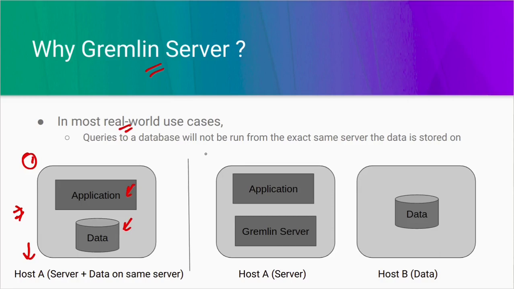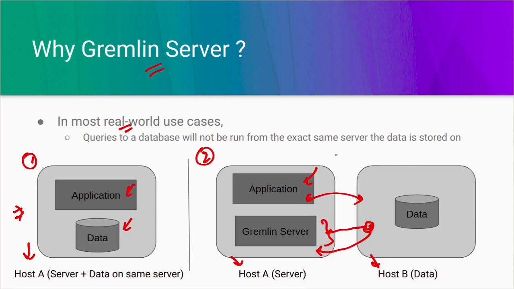In most real world use cases, we have this kind of scenario. That is, we have two hosts, host A and host B. In host A, we are running our application, and the data used by this particular application is on host B. In these kinds of scenarios, we require a Gremlin server, using which we can get the data remotely from host B to host A. I think now we are clear on what the use of Gremlin server is.